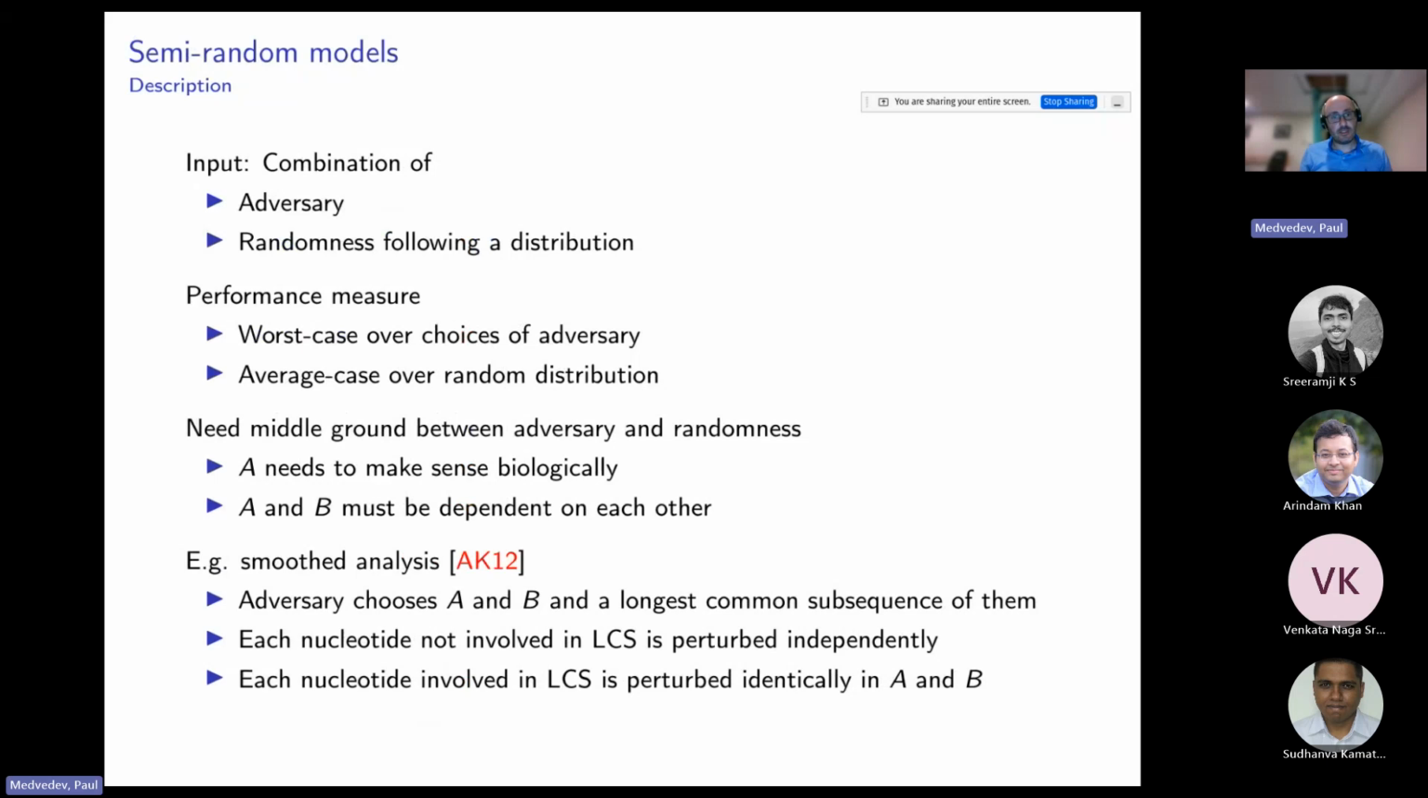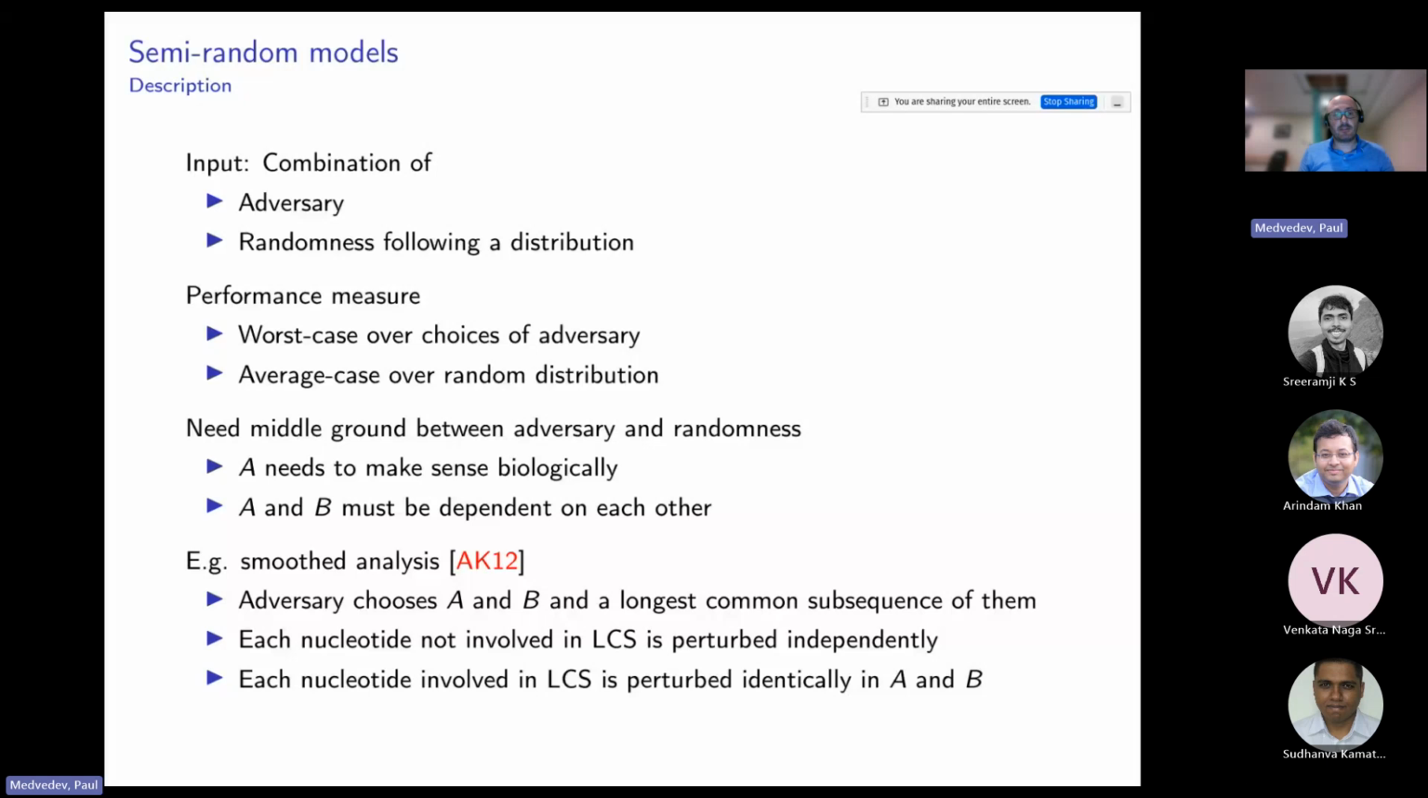Now, in our case, we need some kind of middle ground. So as I mentioned, A should make some kind of sense biologically. It's not just a random string. And A and B must be dependent on each other because that's how the mutations work. So smoothed analysis, for example, has been applied here under some version of this semi-random model.